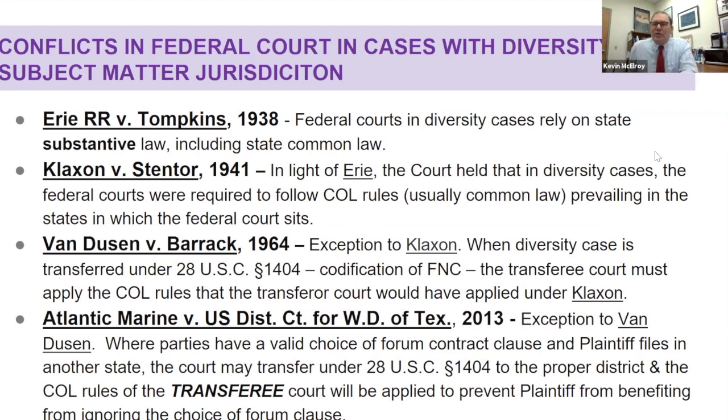Three years later, along comes Klaxon versus Stentor. While Erie said that generally about common law, Erie didn't mention anything about choice of law.